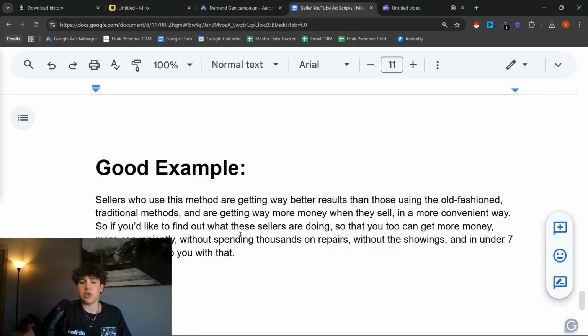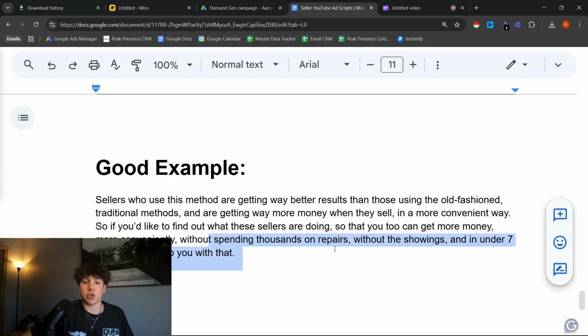A good exercise to do this is by writing, okay, who are we targeting? Buyers, sellers, anything like that. It can be in any industry. Then write what is their dream outcome. And then you can basically just position it like without spending thousands on repairs, without the showings, in under 7 days. That's basically ticking all the boxes of what a seller wants. That's why this would do really well. So that's exactly how you sell your lead magnet. If you're not doing that already, just think about what they want and then just add it in there.